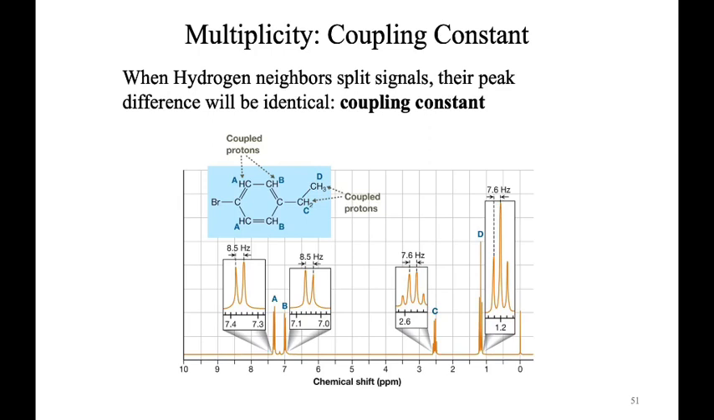If I go through and look at C, notice C isn't being split by B or A. The coupling constant, the distance between the peaks in C, is 7.6 versus 8.5 versus 8.5. It's different. Why is it different? It's not coupled. But C is splitting D. Take a look at the signal for D. What's the distance? 7.6. So you can reference the distance between those tiny little peaks to come up with coupling constants.